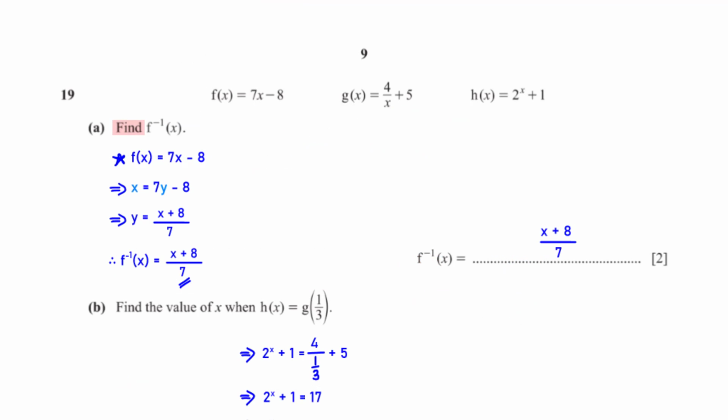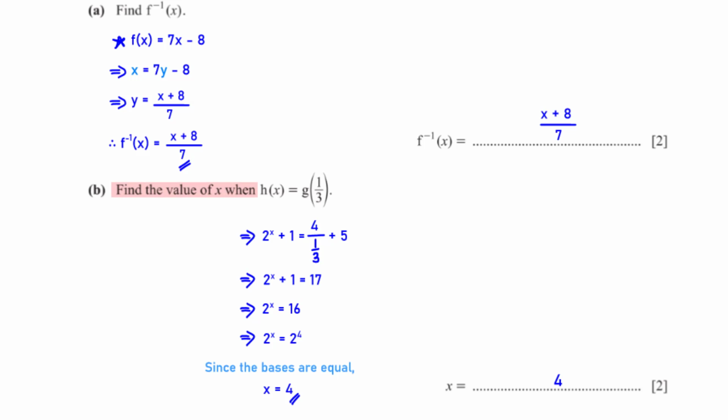Find f inverse of x. We've been given f of x to be 7x minus 8. To get f inverse of x, we replace f of x with x and replace x with y. When we make y the subject, this is what we get. This expression we have for y is the same as f inverse of x. So f inverse of x is equal to (x plus 8) over 7.